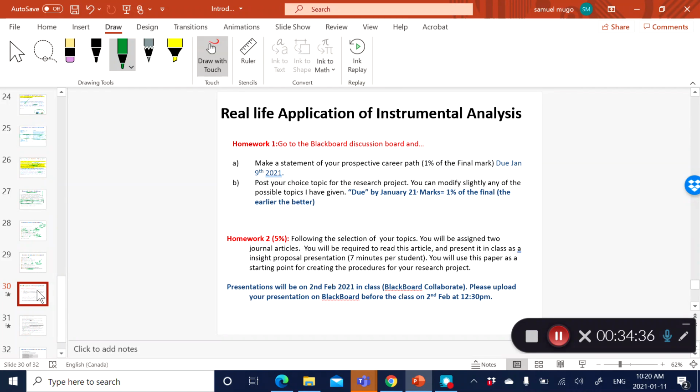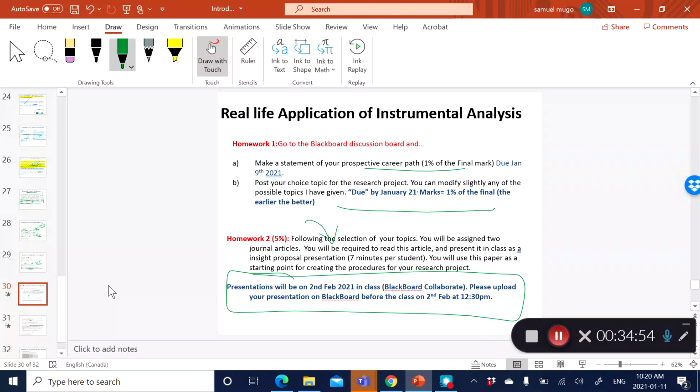So just to summarize our lecture today: we've already done this, post your research topics, and then after that I'm gonna assign you journal articles based on the research topics, and then you prepare a presentation that you will present to the class on February the 2nd on PowerPoint.